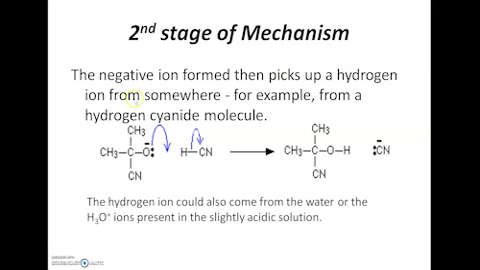Second stage of the mechanism: the negative ion formed then picks up the hydrogen from hydrogen cyanide and forms hydroxynitrile or cyanohydrin, and more free cyanide ions are also released. The hydrogen ion could also come from the water or the H3O+ ions present in the slightly acidic solution.